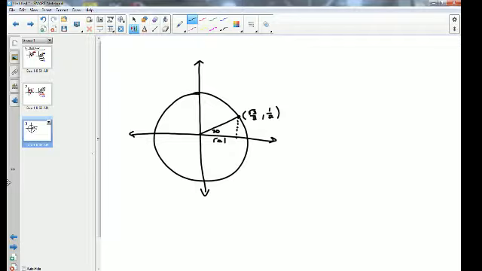What is the cosine of 30? Root 3 over 2. And what's the sine at 30? 1/2. Okay.